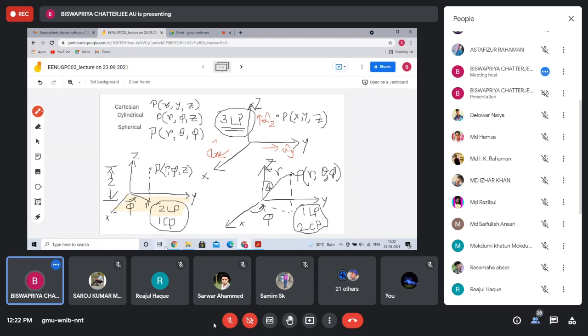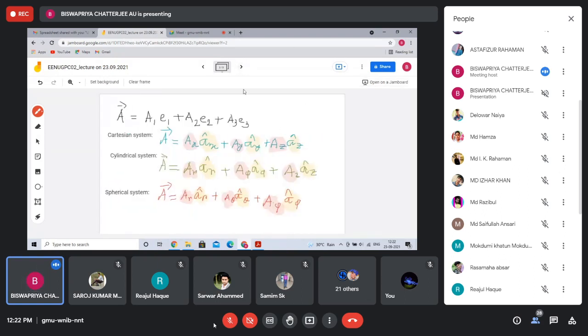Similarly for the cylindrical system, let me clearly draw the diagram first.